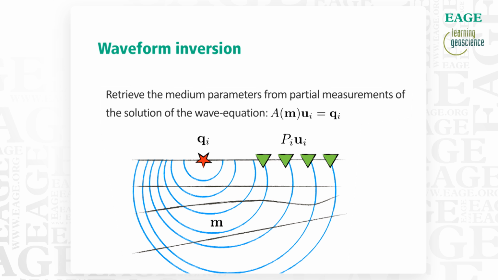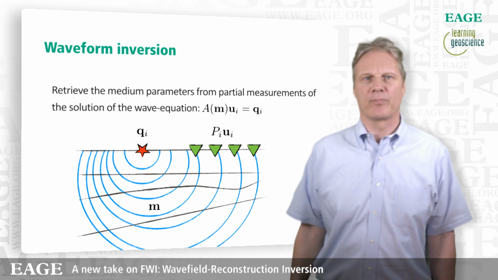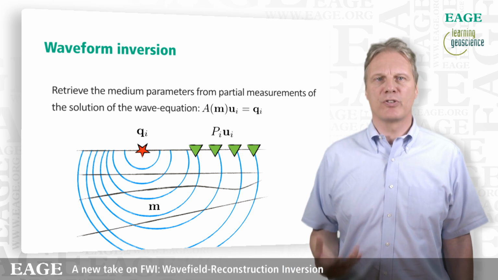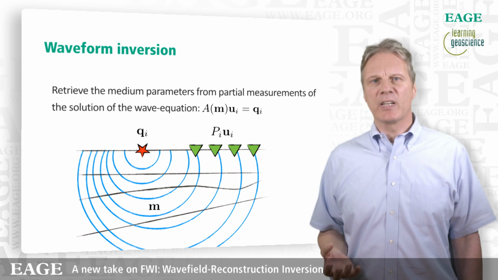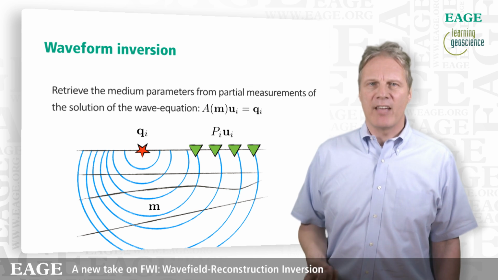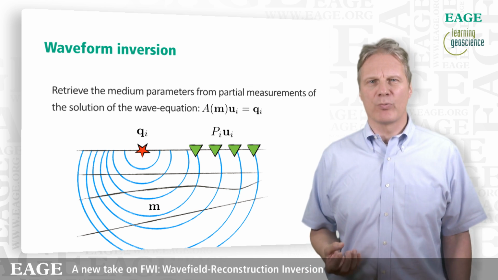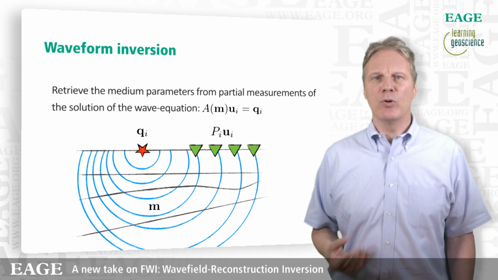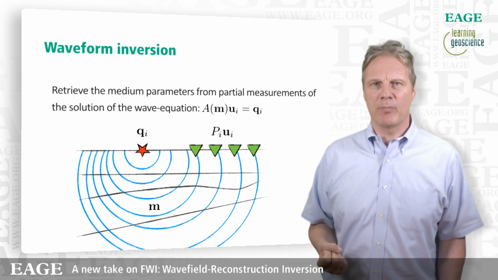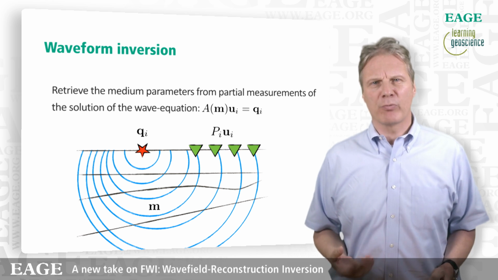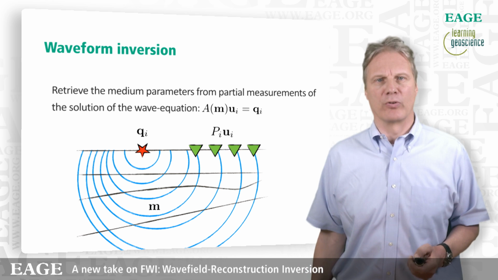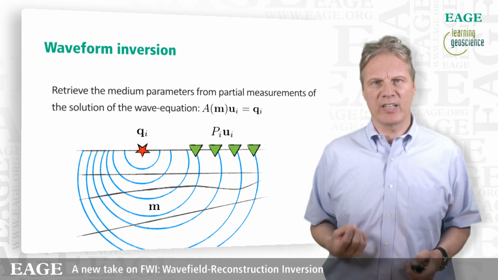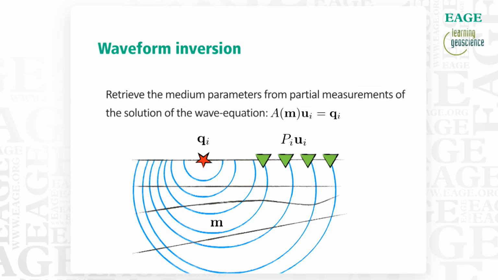Okay, so what are we trying to do with full waveform inversion? We try to retrieve the medium parameters from partial measurements of the solution of the wave equation, typically at the surface. And we use the wave equation to do this, where Qi is the source for the i-th source experiment, Ui is the wavefield, and A(m) parameterizes the wave equation, where m is, say, the velocity or the slowness. And we are interested in obtaining estimates for this velocity given data that we have acquired.